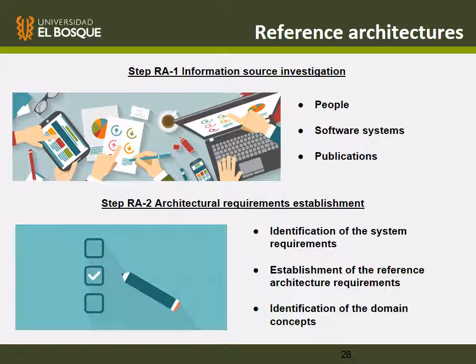And the last task, identification of the domain concepts. Each architectural requirement is mapped to a domain concept. More than one requirement can be mapped to a unique concept. Since ontologies usually gather all the concepts of a given domain, they can be used to identify the concepts used in this task.